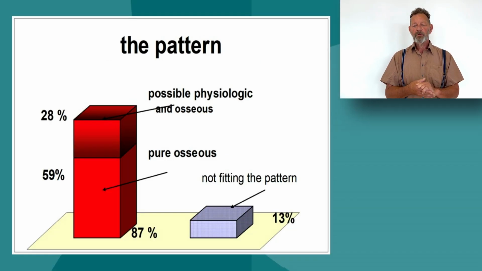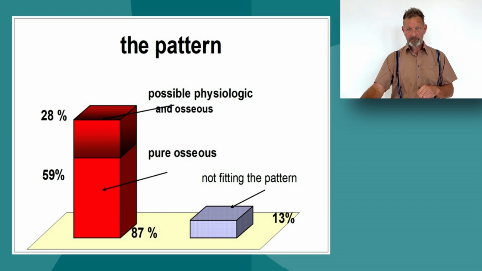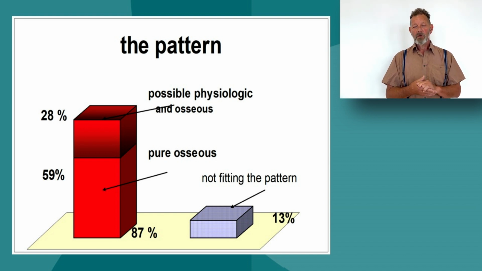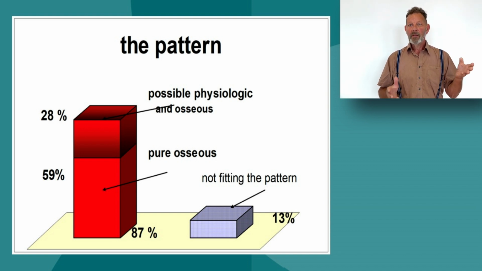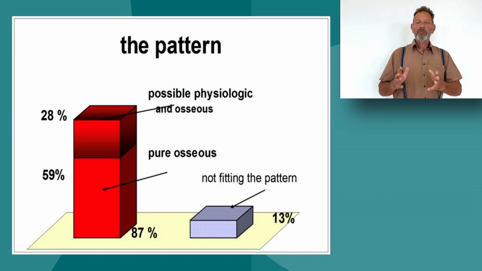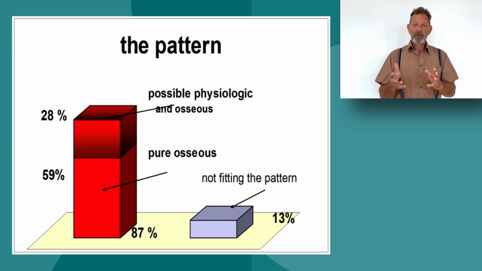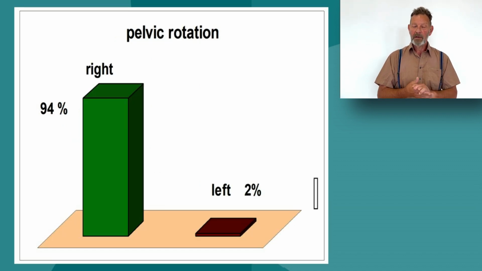Then I had a lot of data from my clients. So the possible purely osseous pattern is in more than half of the people. Some osseous and maybe also some physiological, that means also a torsion on the right ilium, is another part. But on the left, there were only very few people, 15 out of 100, that were not fitting in this torsional pattern, this increased right ilium pattern.